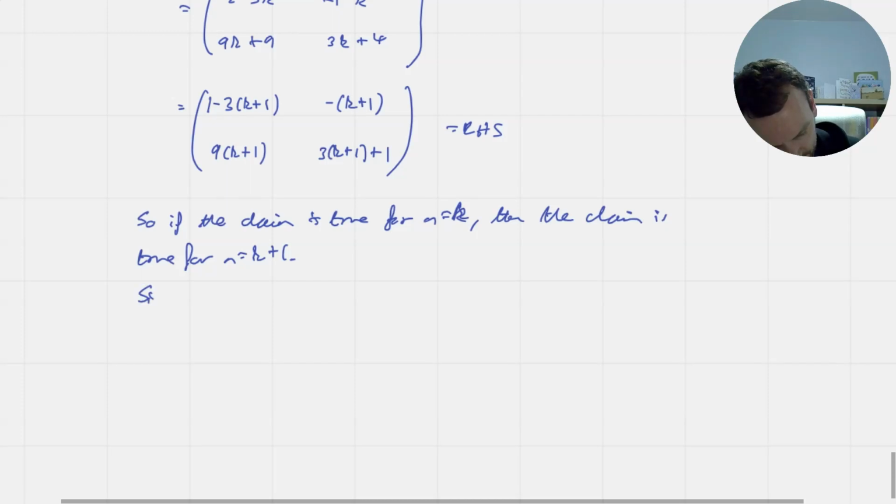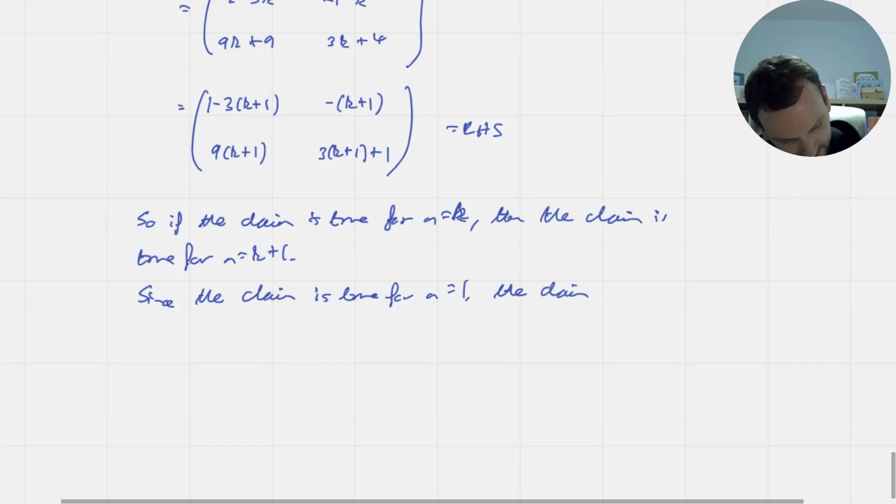And then we can say since the claim is true for n equals 1, the claim is true for all positive integers n.